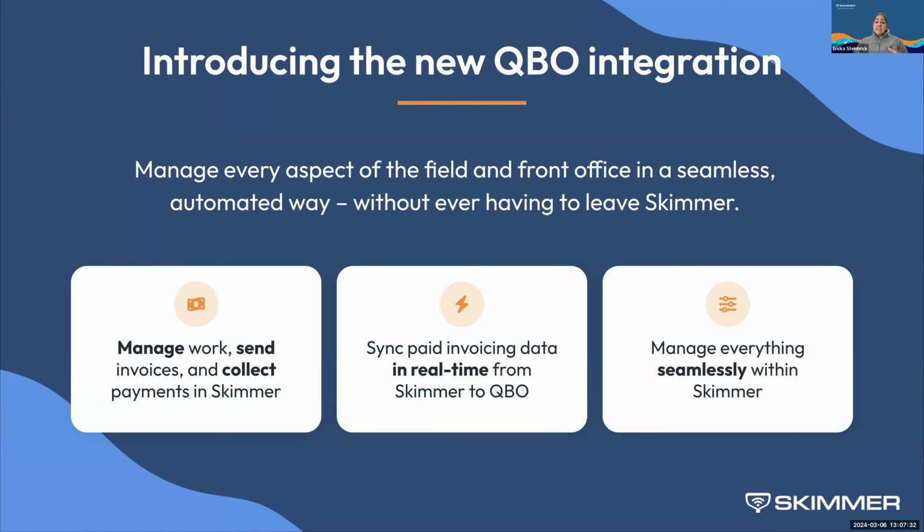So essentially, your field and office team can manage their work within Skimmer, and your accounting team can manage your books within QuickBooks Online. So let's see this in action. I'll go ahead and turn it over to Patrick, and he'll show you how it works.